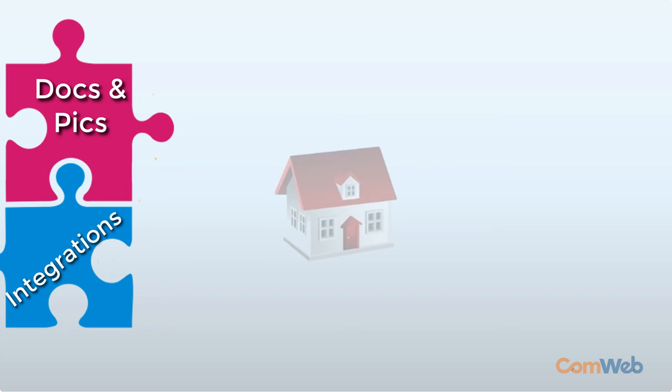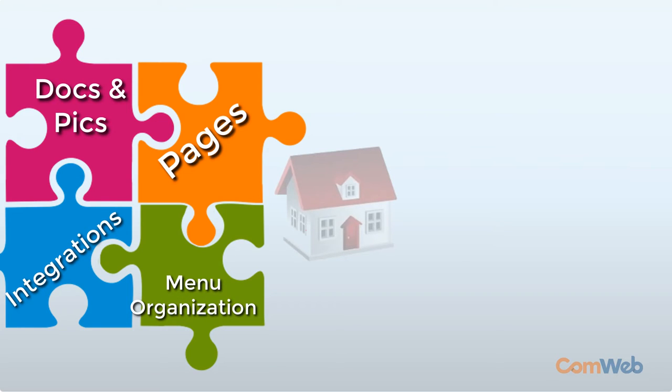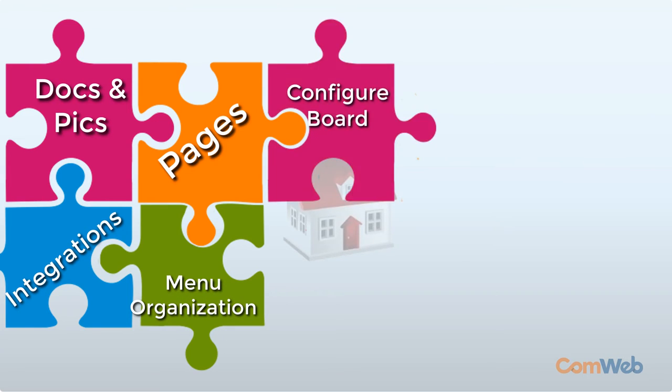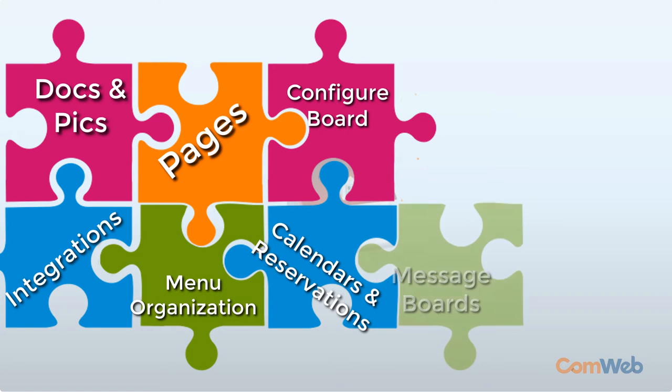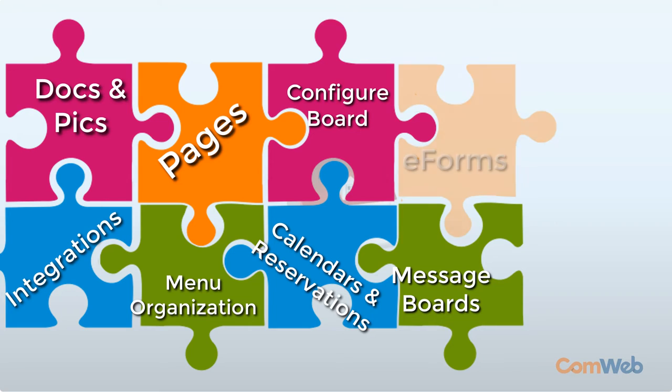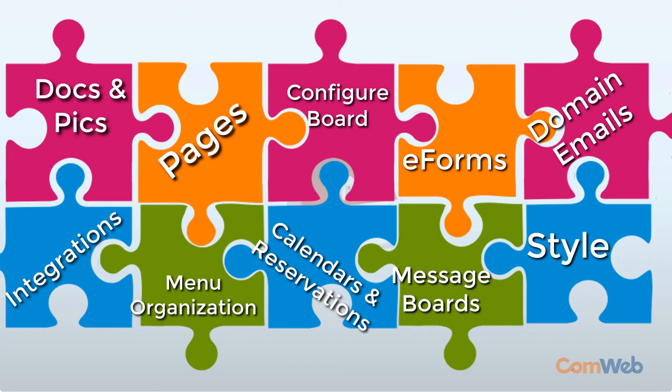From there, we'll configure the integrations between your accounting and bill pay partners where applicable, upload and organize the association documents and photo galleries, input and organize content on the pages, organize those pages in a logical flow, configure the board area, configure the calendars and reservation systems, configure the message boards, create and configure e-forms, set up the mail server and create domain email addresses, and create a site style or theme.